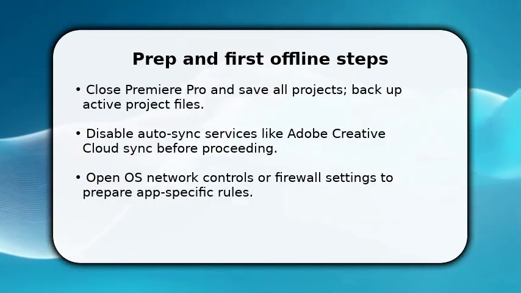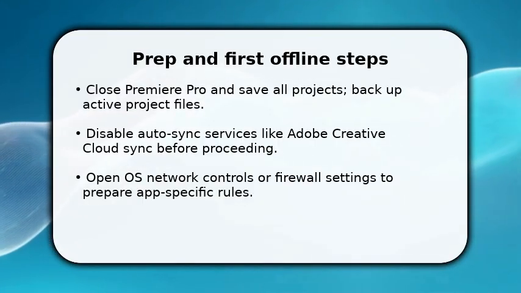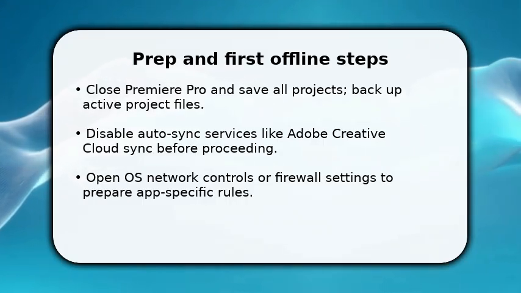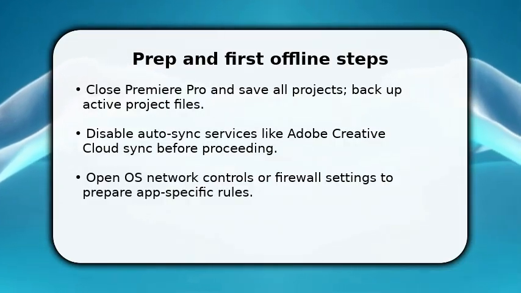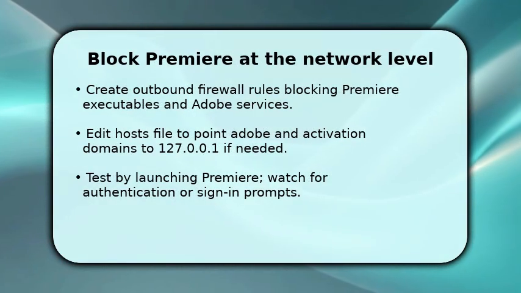Next, open your operating system's network or firewall control panel to create app-specific rules. This ensures only Premiere is targeted. Make sure you have admin privileges because modifying firewall or host files requires authorization. Do not skip this step. It's the foundation. Now you'll implement the main blocks.